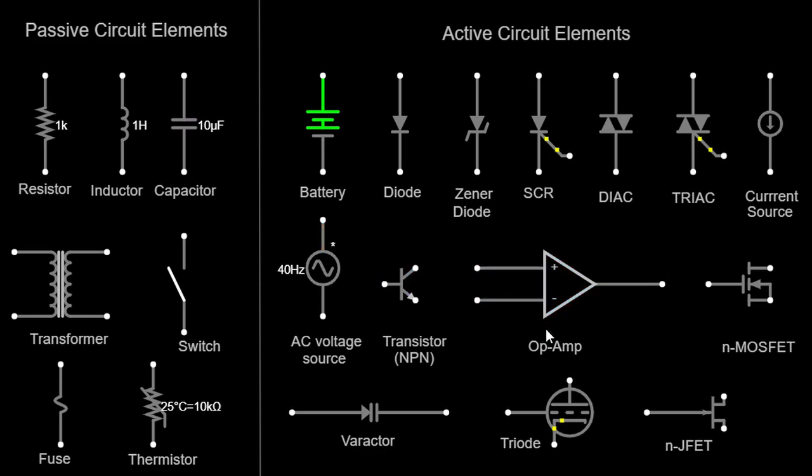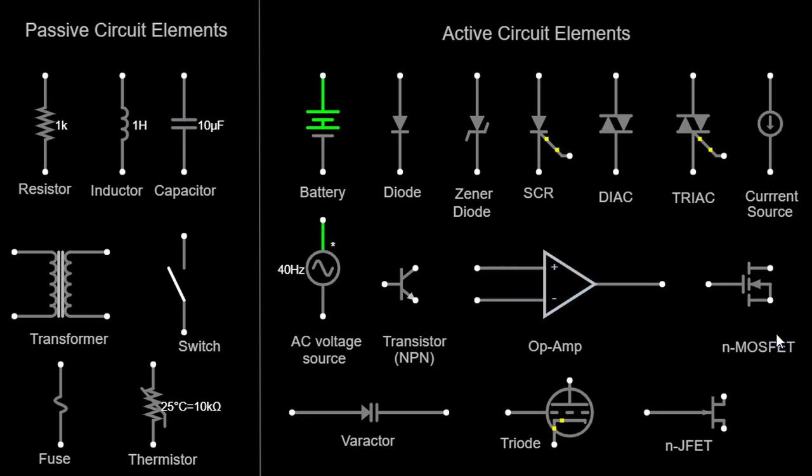Op-amp, operational amplifier. An operational amplifier is a high-gain voltage amplifier with differential inputs and a single output. It is widely used in signal processing and amplification circuits. Op-amps are represented by a triangle with two input terminals and one output terminal.